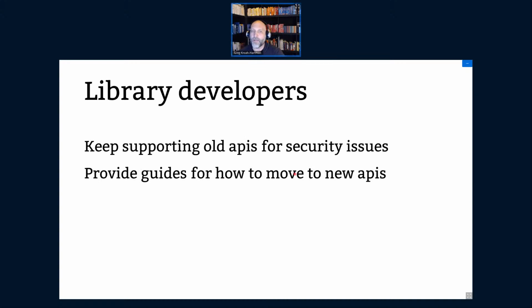So again, a lot of people claim that they want to move off different APIs because they don't want to use them anymore, they're broken. You've got to keep supporting them because you will have users. And if you do want to have people move to new things, you need to provide them guides and help and documentation for how to do that. You can't just throw a new API out there and expect them to use it.